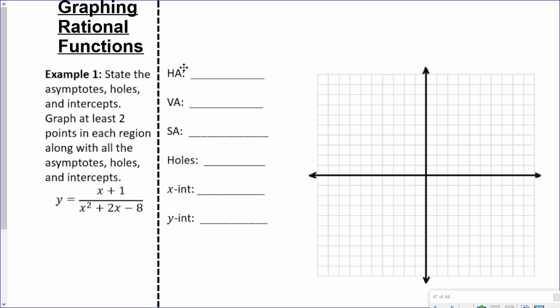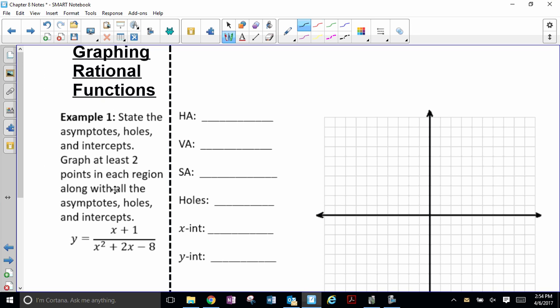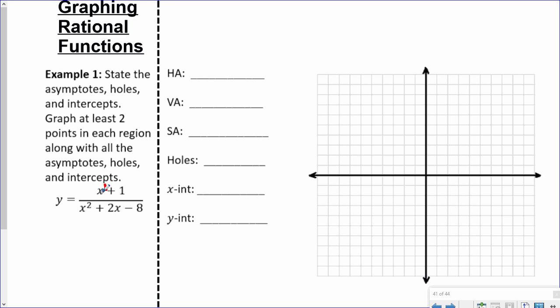So for the horizontal asymptote, we look at degrees. My degree here is a 1, and this is x squared. So when the degree on the bottom is bigger than the degree on top, what is that as your horizontal asymptote? Y equals 0. Don't just write 0, you have to have y equals because it's the equation of the horizontal line.